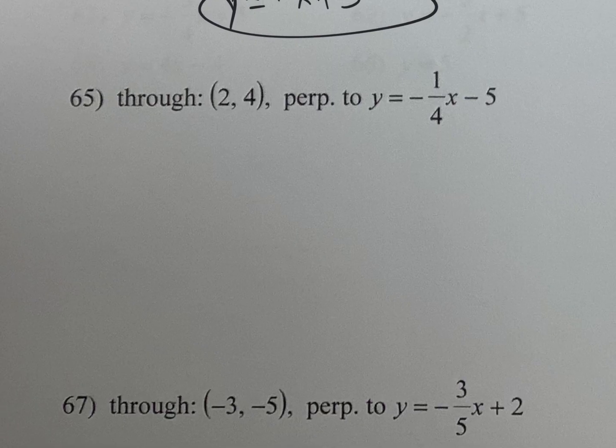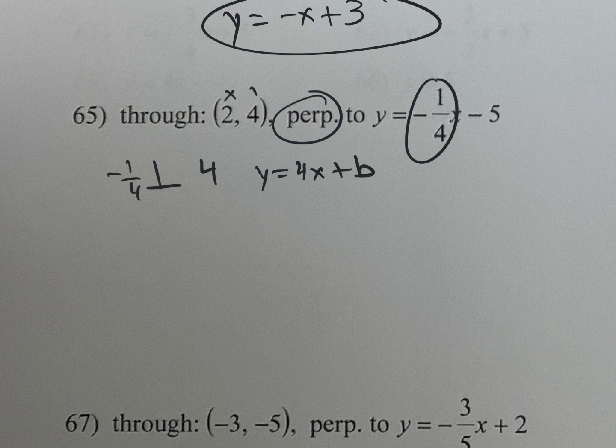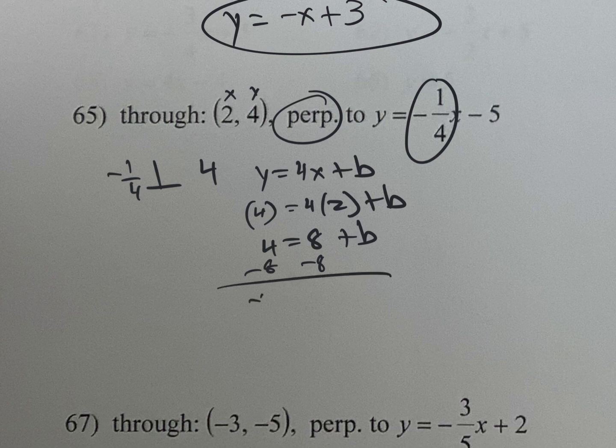Perpendicular. So if the slope of that line is negative 1/4, what is the perpendicular slope, everybody? 4. Flip it over, change the sign. So 4 over 1. Write the equation, y equals 4x plus b. And again, substitute your x and y. Y is 4, x is 2. Solve it. So 4 equals 8 plus b. So subtract the 8. Negative 4 equals b. Rewrite the equation.